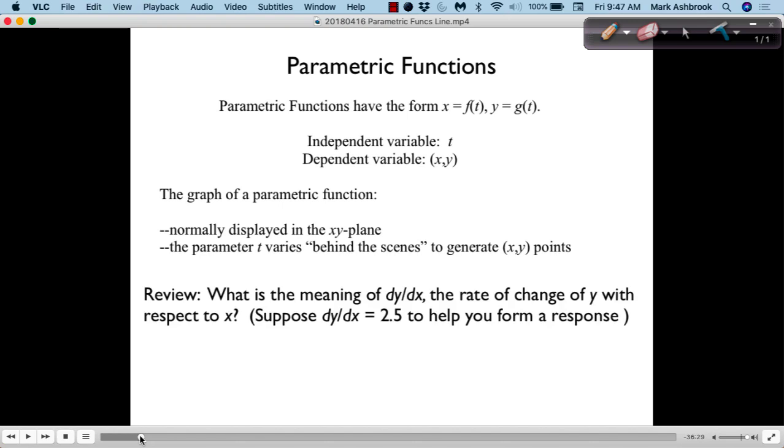So what is the meaning of dy dx, the rate of change of y with respect to x? Okay? So if there were 5 things that I wanted you to know forever after you left this class, this would be in the top 5, or the top 3 maybe even. Given a rate of change, and this is in this case y with respect to x, what does dy dx mean? What's the meaning of that? Tell the person next to you who can do this.